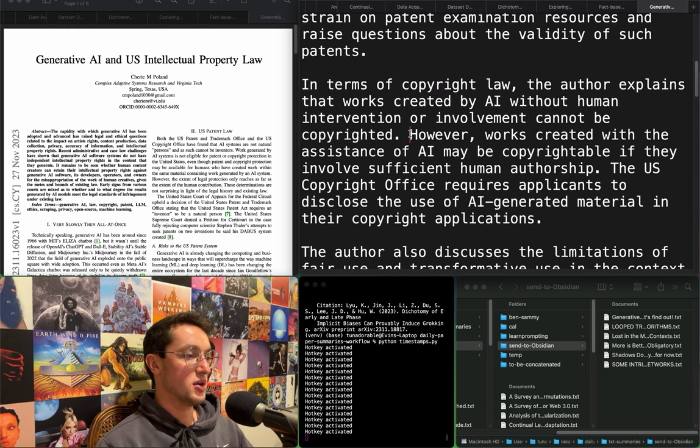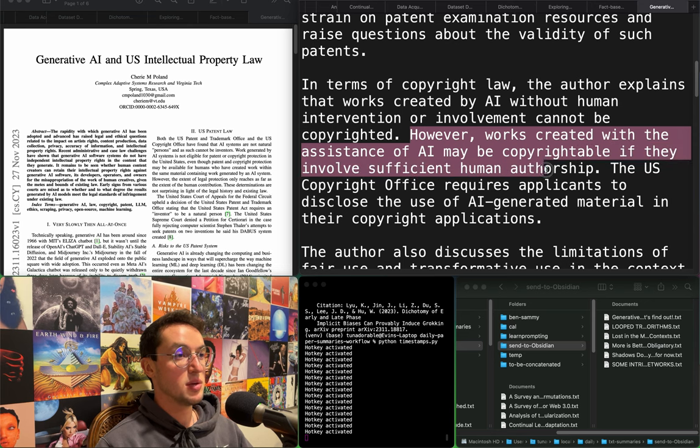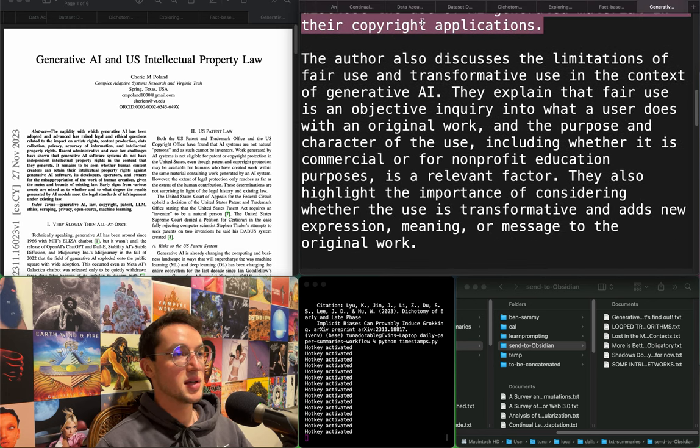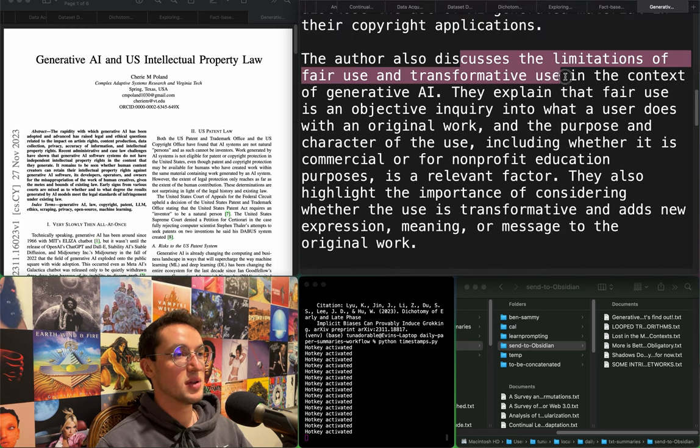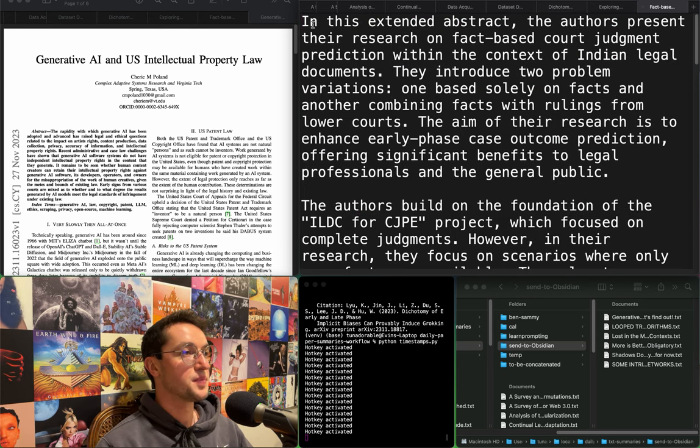But if you're involved in prompting or something, then you're involved. However, works created with the assistance of AI may be copyrightable if they involve sufficient human authorship. U.S. Copyright Office requires applicants to disclose the use of AI-generated material in the copyright applications. Discusses the limitations of fair use and transformative use in the context of generative AI. Okay, I don't really care that much, honestly.